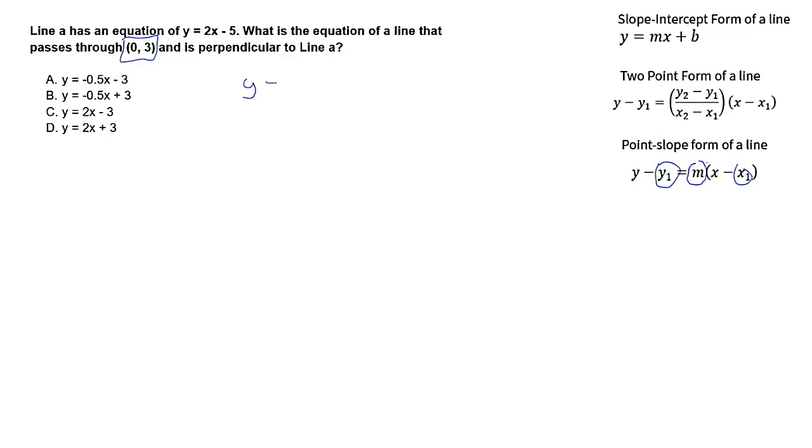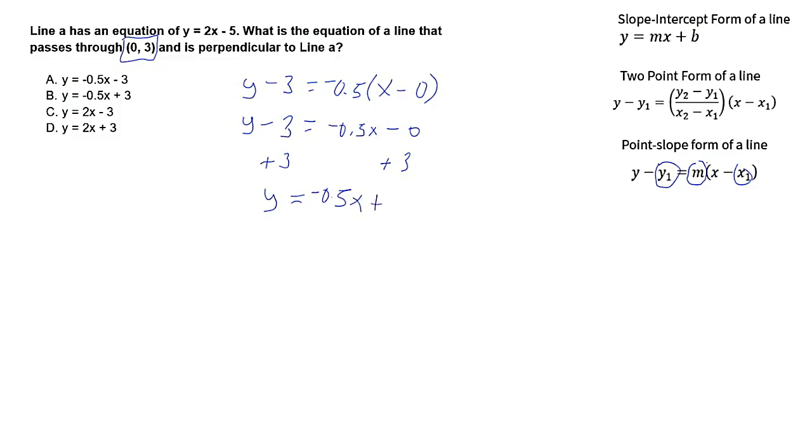Y minus, and our y1 here is 3, equals, and we solved for our slope earlier, so that's -0.5 times x minus, and our x1 is 0. Great, well we have a lot of information here, so we should be able to work this out. Y minus 3 equals -0.5x minus, and then -0.5 times 0 is 0. So if we add 3 to both sides, then we get y equals -0.5x plus 3. So that's our answer.